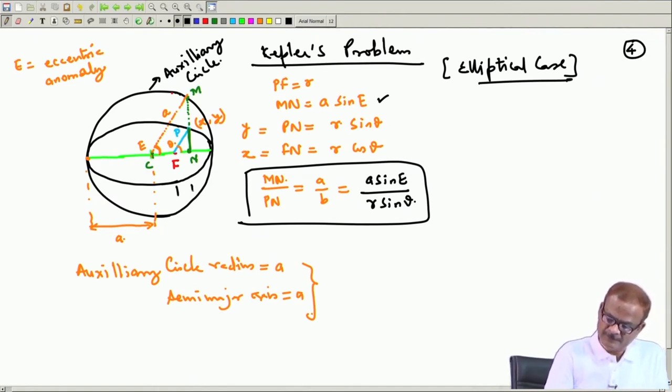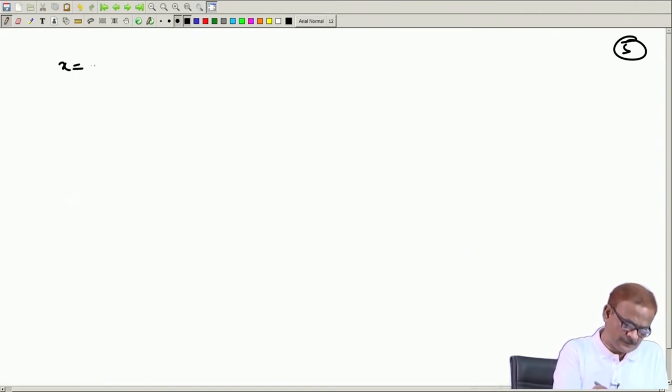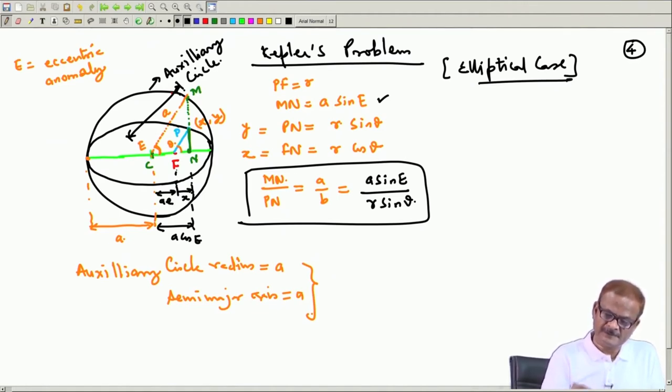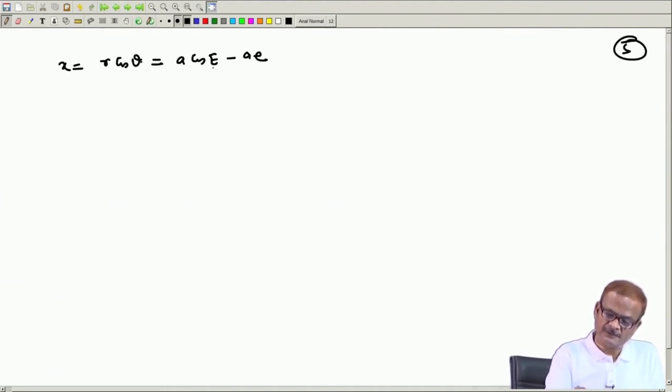So, the distance F N, this is your coordinate from here to here, from F to this point, which you are writing as x, and x equals r cos theta. As we have written earlier, this will be equal to A cos E minus A e. A cos E is what distance? This distance is up to this point, because this is the radius here, this is A. So, therefore, this becomes A cos E, and the distance between this and this is A e. So, we are subtracting to get x. Also x can be written as x equals r cos theta equals A cos E minus e, equals A common, taking cos E minus e.